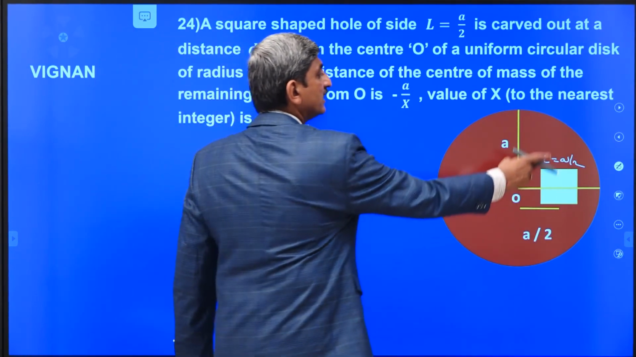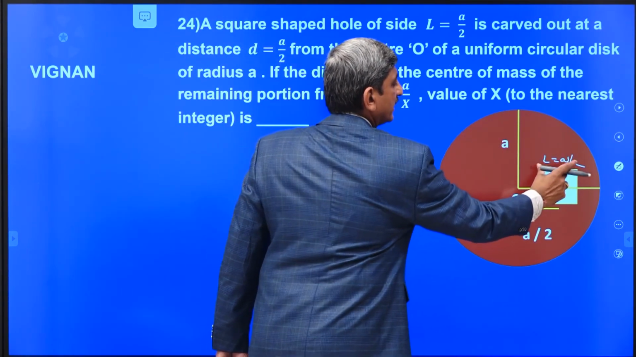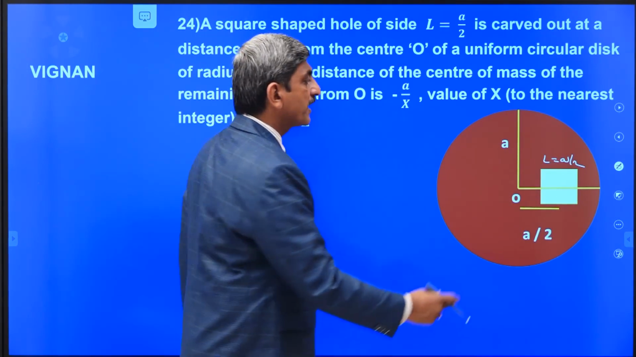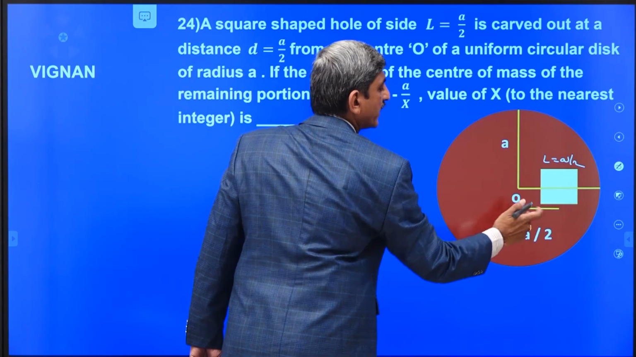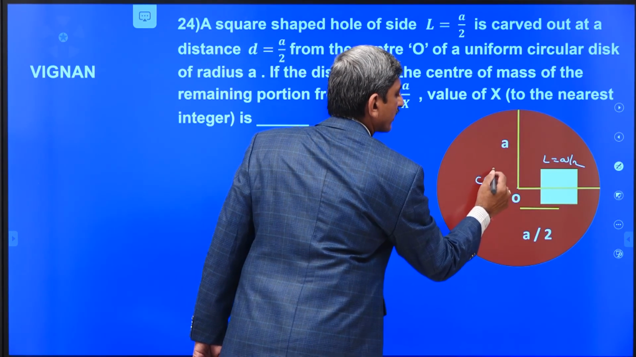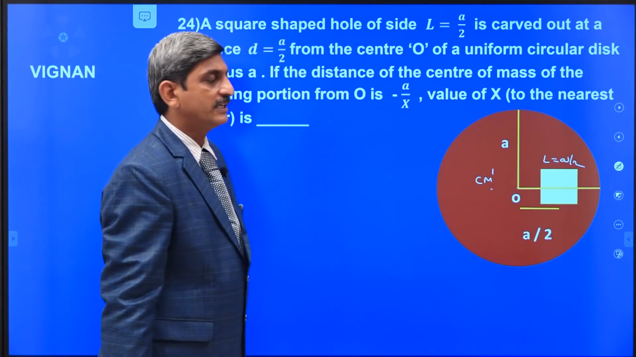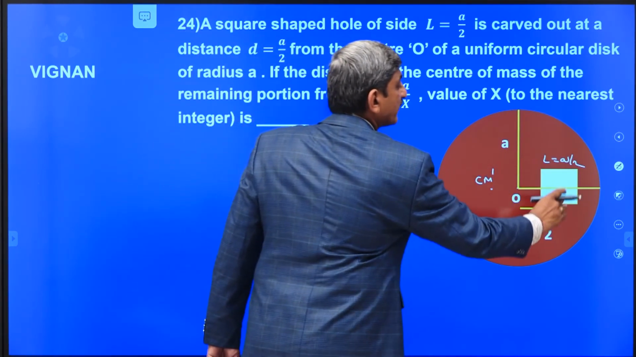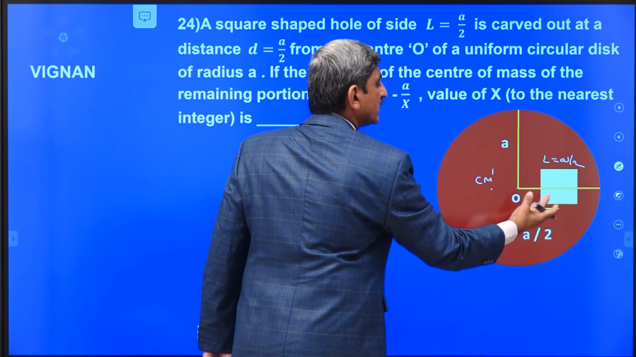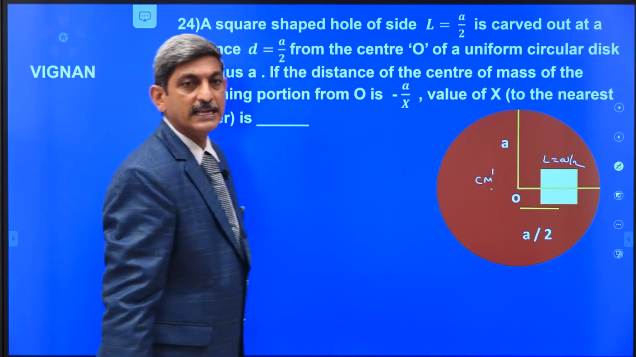Here we have a circular shaped plate. In that circular shaped plate, a square plate is removed. Whenever the square plate is removed from the circular plate, automatically the center of mass of the remaining system will be shifted towards the left side. Here, a part of the plate on the right side is removed, so the center of mass must be moving to the left side.